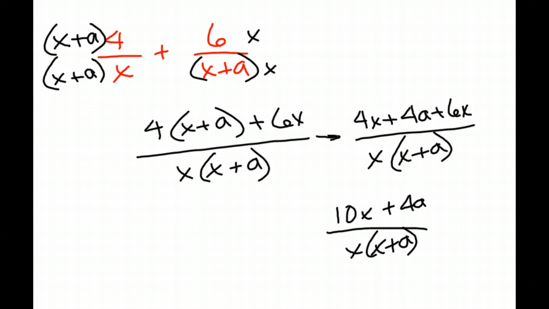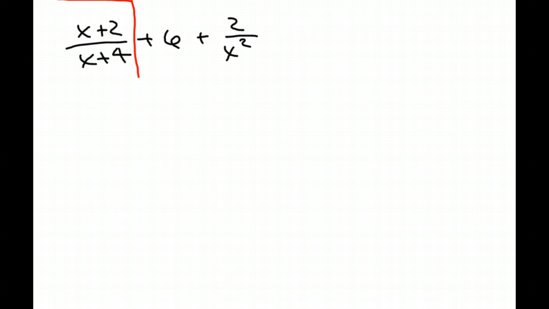All right, let me give you one to try. Let's do x plus 2 over x plus 4, plus 6 plus 2 over x squared. See what you come up with. What are we going to multiply the numerator and denominator of this first term by in order to have our common denominator? Erica? X plus 4 times x squared. Okay, we're going to do it by x squared. Is that what you said?